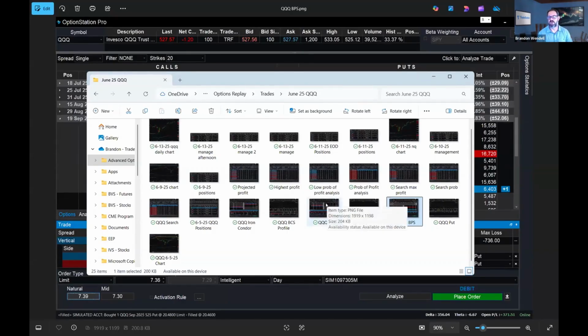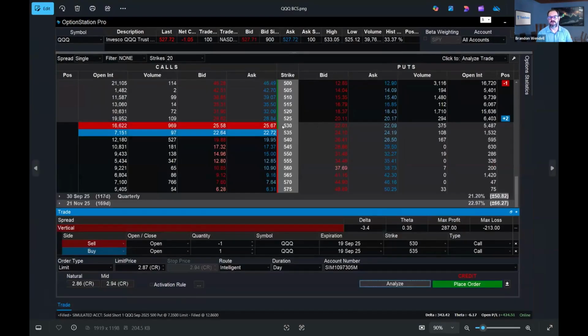Another one I did was a bear call spread, where I sold the 530 and bought the 535, so it's only a 5-point spread, expecting prices to stay below $530. Obviously, it's not going the way I expected yet, but there's still plenty of time. With this, my max profit is $287, basically the premium I collected when I opened the position. My max loss is the difference between the strikes minus the premium I collected. So I had a pretty good ratio, a little over 1-to-1 reward to risk.